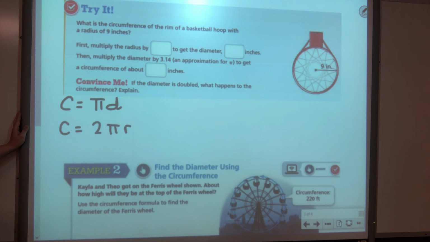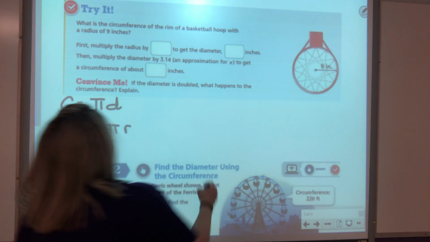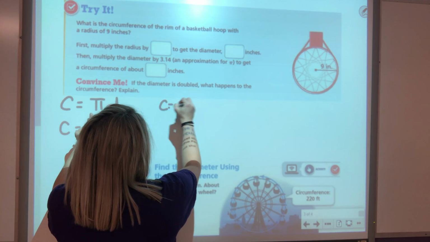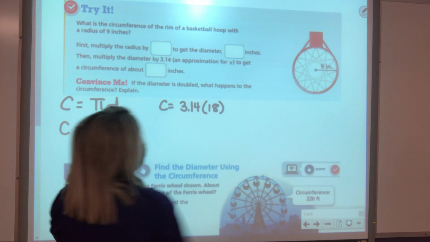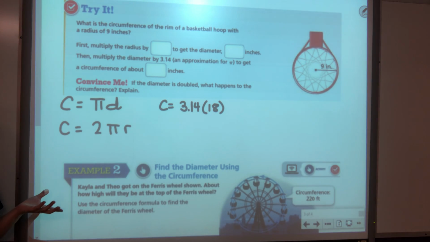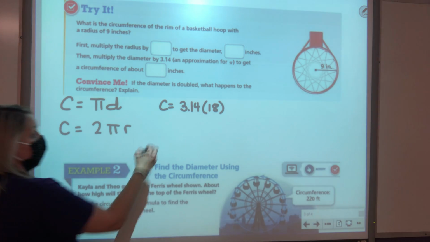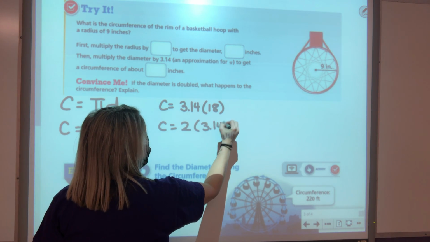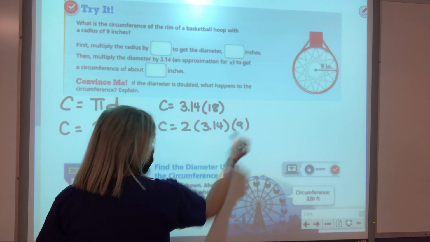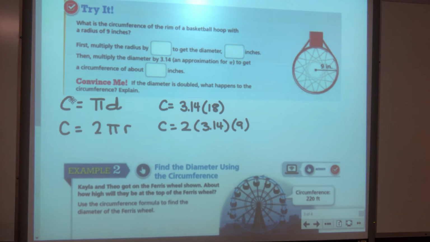18. Okay, so we're using 18 for what? The diameter. Okay, so if I do that, I could do that, right? Or I could do this. Should I get the same value? Yes. Absolutely, you should get the same value.